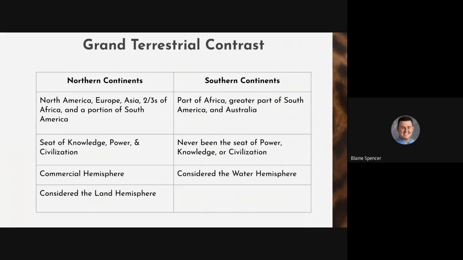So when we look at this, we had just talked about how in the northern continents, all the countries and all the continents are super close together. That means it's going to be the commercial hemisphere. What do we mean by commercial?